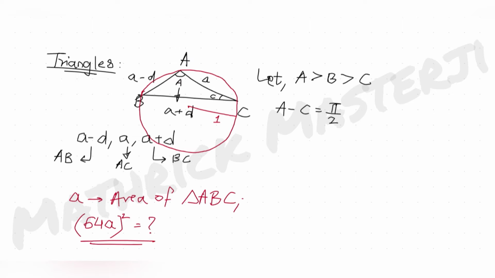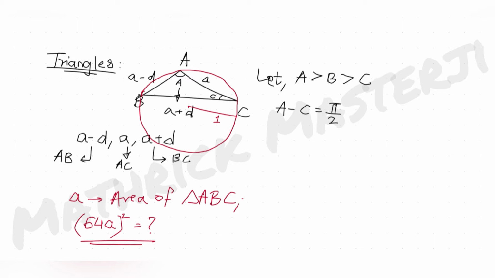So I have been given that the three sides are in arithmetic progression. Using that idea, a minus d, a and a plus d are my three sides. They've also given us that the difference between the largest and the smallest angle is pi over 2, and the radius of this circle is given to us as 1.